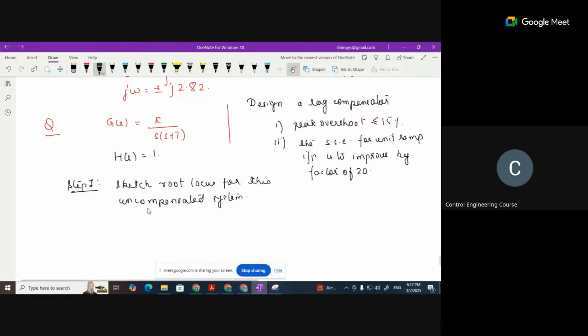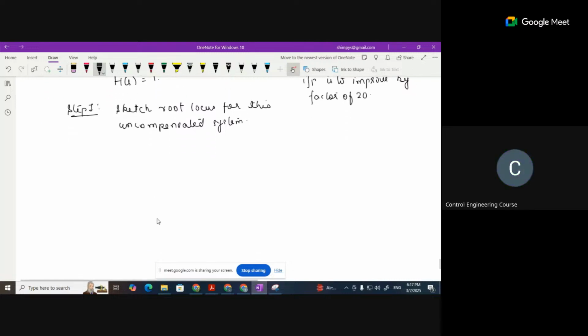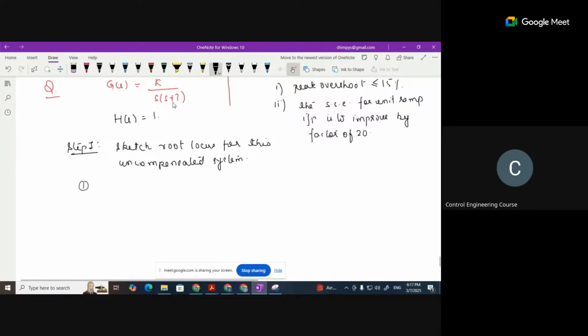Okay, can you tell me the steps quickly one by one? We have to identify the number of poles and zeros. So how many zeros are here? 0. And how many poles are there? Two, at s equals 0 and s equals minus 7. Right? So what is step number 2 here?